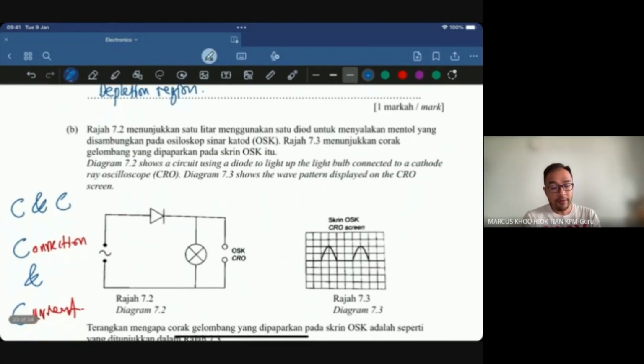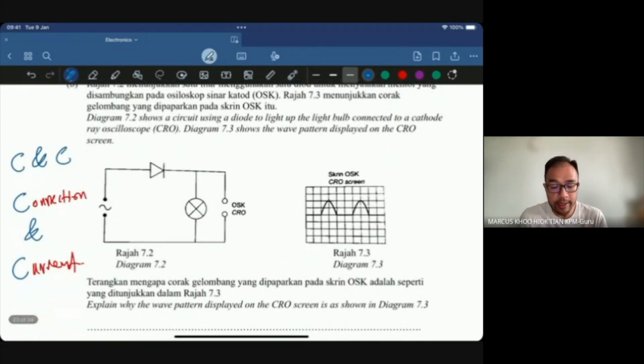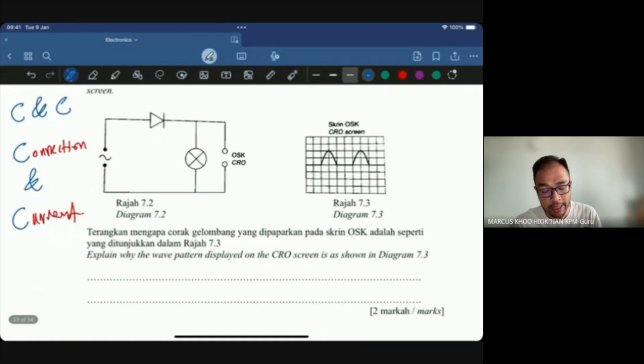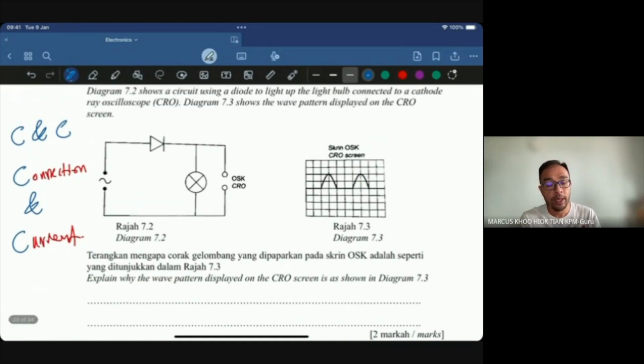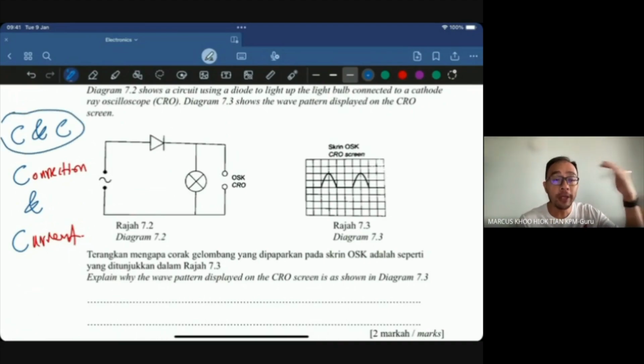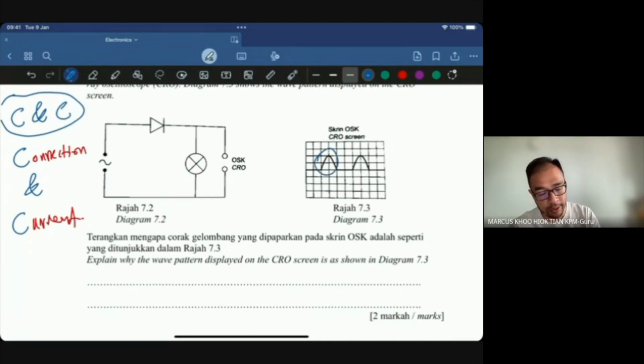Okay, diagram 7.2 shows a circuit using a diode to light up the light bulb connected to a cathode ray oscilloscope. Diagram 7.3 shows the wave pattern. Explain why the wave pattern is displayed on the CRO screen as shown above. To help you explain this, remember the CNC method: talk about the connection and then the current flow. What kind of connection, what kind of current flow.